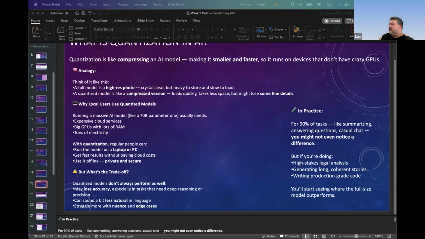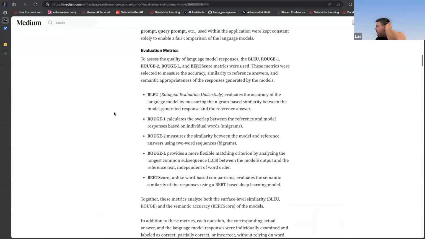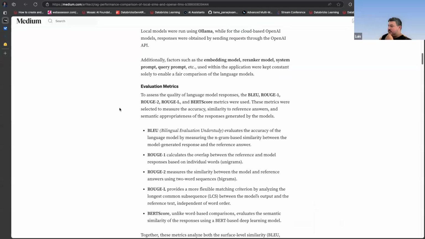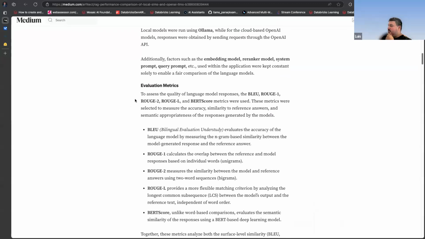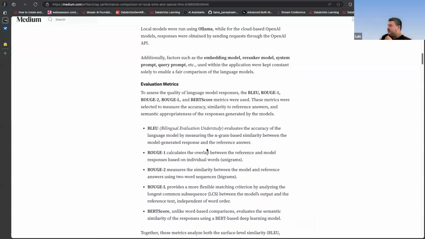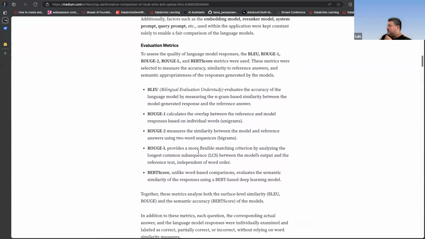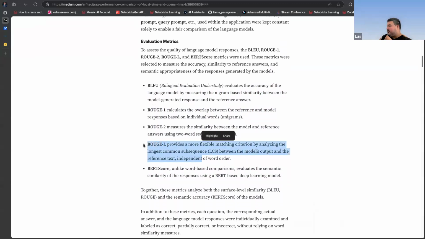So there's a really great article on Medium where someone actually started comparing the different ways of evaluating what happens when you run a quantized model versus just using a typical API, full-blown models. So there are different scores you can use. This person used BLEU, which evaluates the accuracy of the language model by measuring the n-gram similarity scores. ROUGE-1 calculates overlaps between the information and the RAG. Same thing with ROUGE-2, and ROUGE-L is a combination of ROUGE-1 and ROUGE-2, and there's also BERTScore, which is used for word-based comparisons.